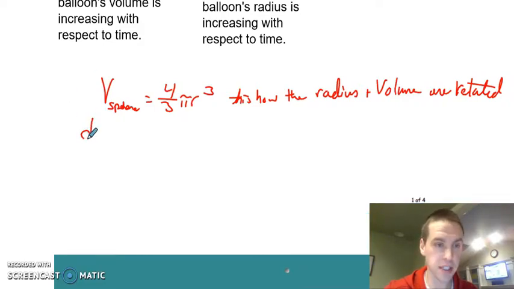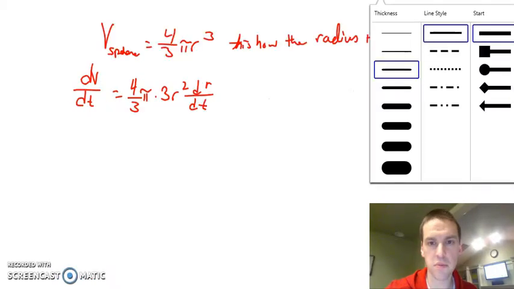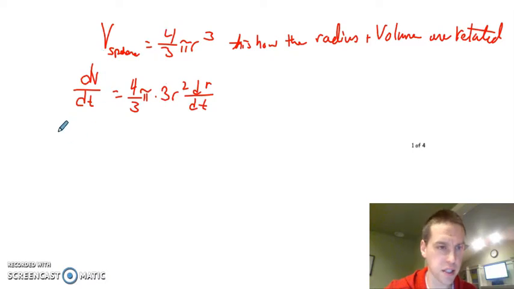So dV over dt, that's the derivative of V, equals 4/3 pi, which is just a constant. So keep it as 4/3 pi. The derivative of r cubed is 3r squared dr over dt. So we're going to get dV over dt to equal, the 3's cancel out, 4 pi r squared dr over dt.